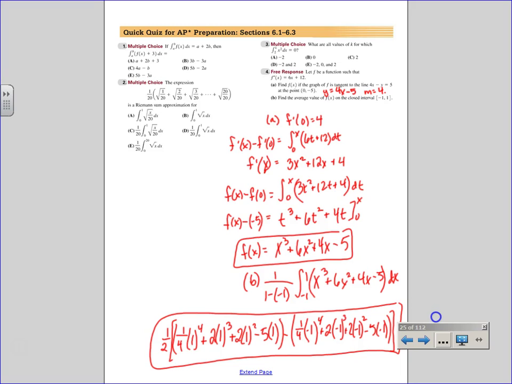They said it was a Riemann sum approximation. So right away, I looked here to figure out my bases, right? Because it's going to be base times height 1 plus height 2. I knew that there were 20, so there were 20 different rectangles being used.